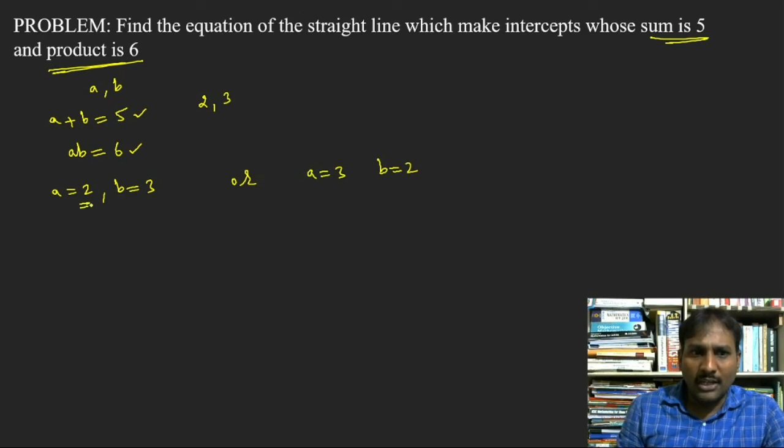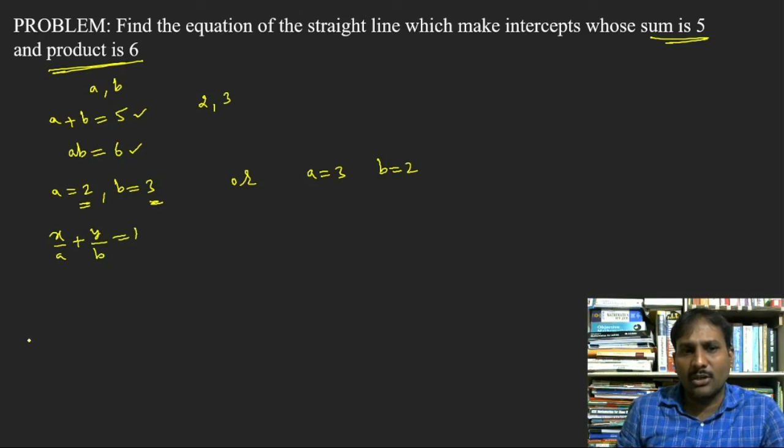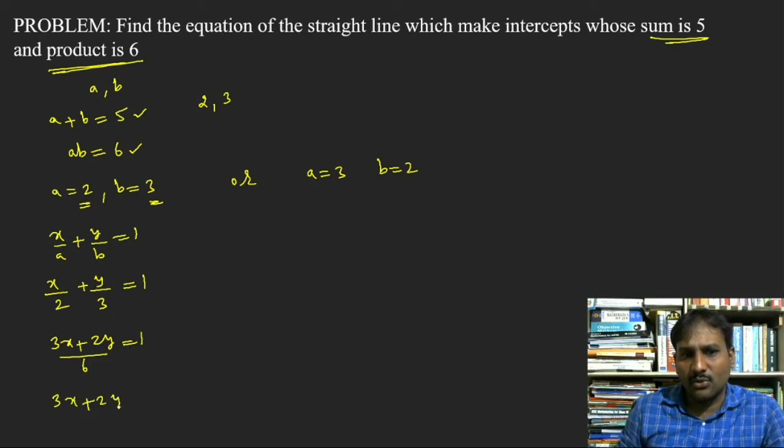So when you know the two intercepts, what is the intercepts form of an equation? X by a plus y by b is equal to 1. So let us substitute a and b values here. X by a, that is x by 2 plus y by 3 is equal to 1. So if you simplify, you will get it as 3x plus 2y by 6 is equal to 1. That is 3x plus 2y is equal to 6 is one equation.